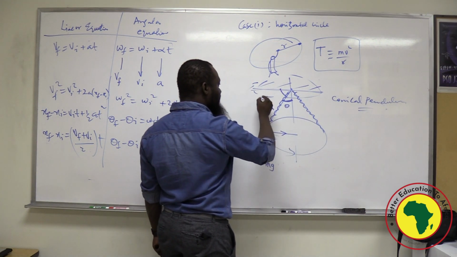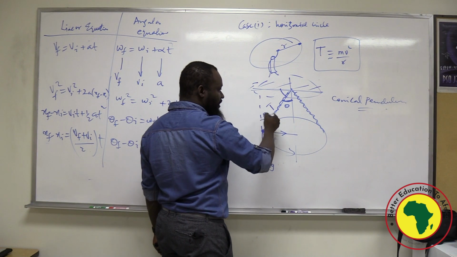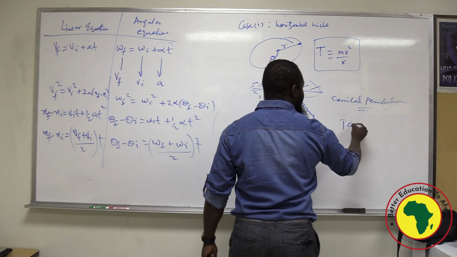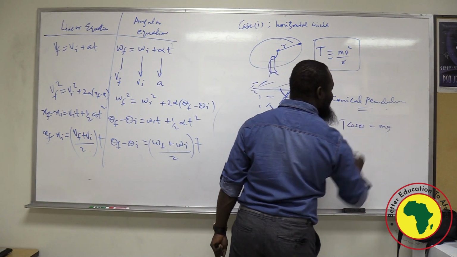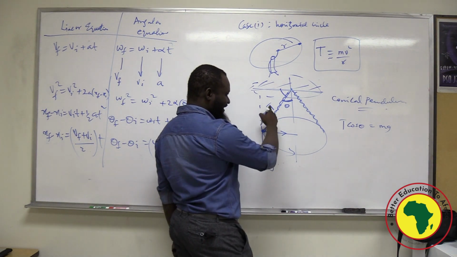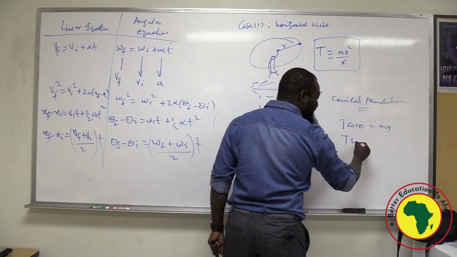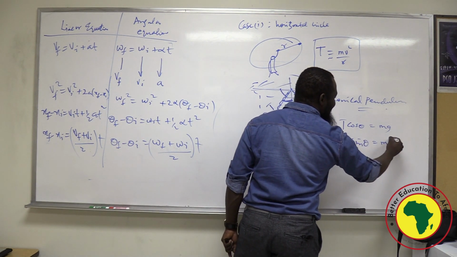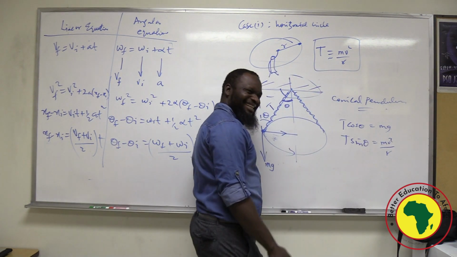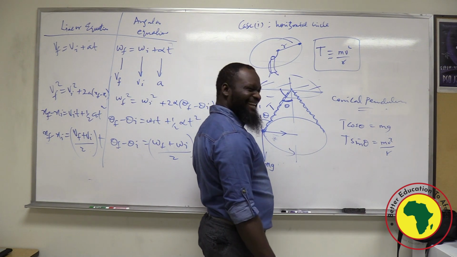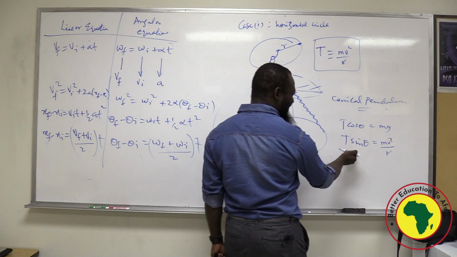If this is theta, this is also theta, then I can do T cosine theta is mg. And T sine theta is the horizontal component. That is my centripetal force. T sine theta equals mv squared over r. Then I'm done. So I can divide both sides.